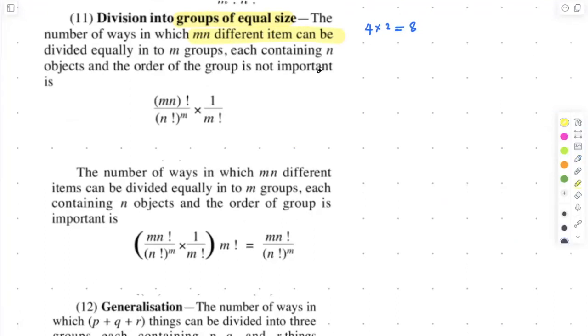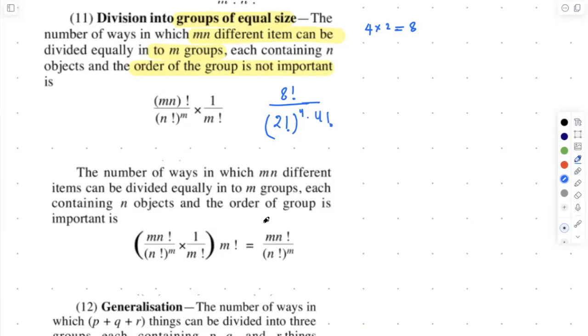The question here is dividing mn different items into m groups. How many groups are there? 4 groups, each containing an equal number of objects, and the order of the groups is not important. It is going to be mn factorial. For this particular case, if the order is not important, it is going to be 8 factorial divided by (2 factorial) power 4 multiplied by 4 factorial.